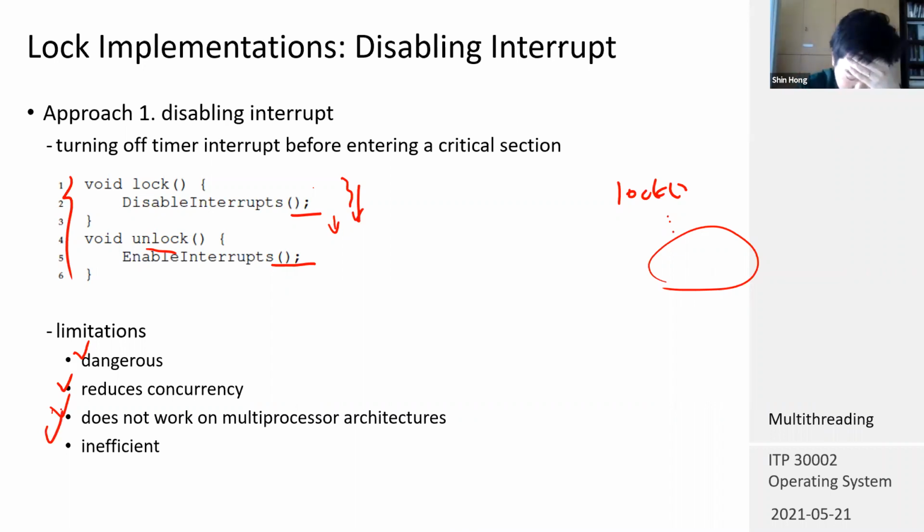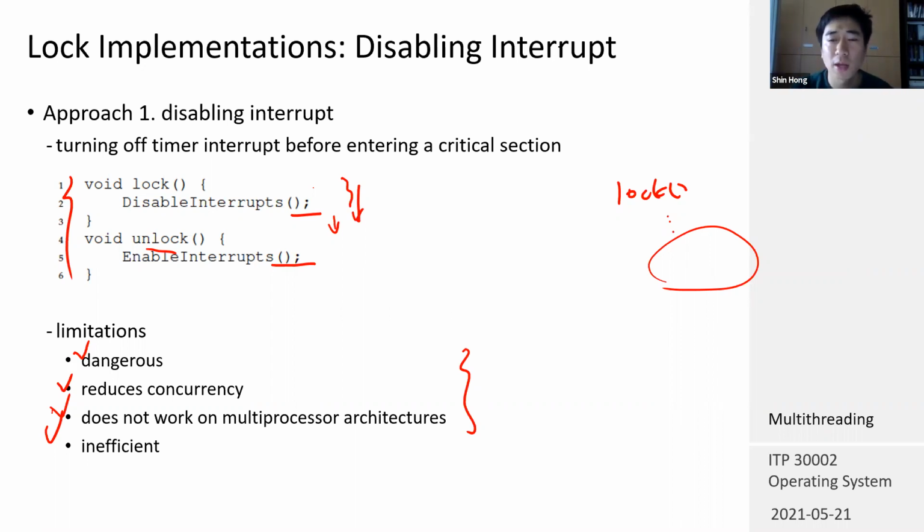Last one, even if there is no problem with the three reasons above, still this mechanism is not favorable because disabling the interrupt is a very costly instruction. So it's not efficient at all. So this is one theoretically possible implementation, but it is very far from a practical solution. Make sense?